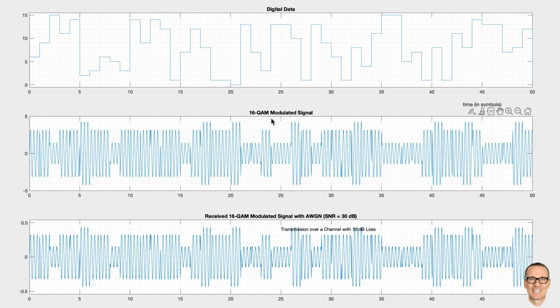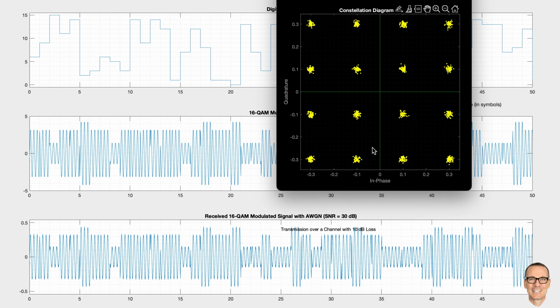And here's an example of 16 QAM. In this case, there are 16 different possible amplitude and phase combinations, and they're indexed by the data. So there's 16 possible data values. And you can see here in the modulated waveform, there are 3 different amplitude levels, and there's lots of different phases. Here I'm showing the case when the SNR is 30 decibels. And here is the constellation diagram in this case, showing the 16 different combinations of amplitudes and phase.